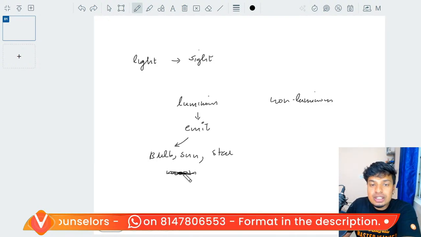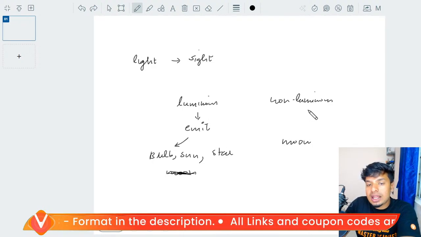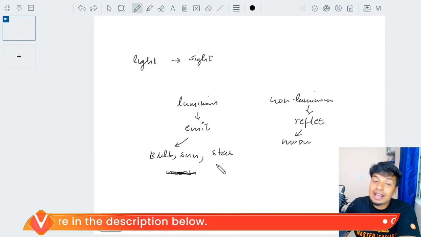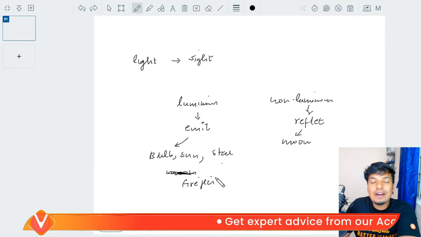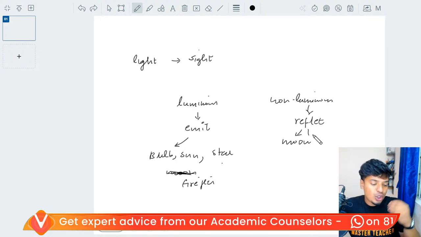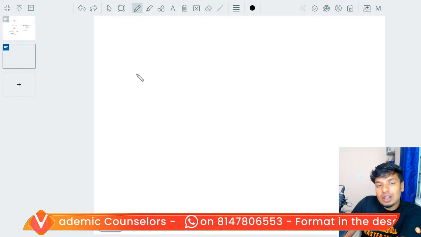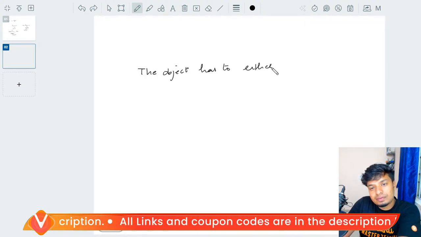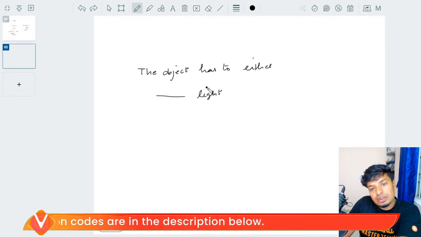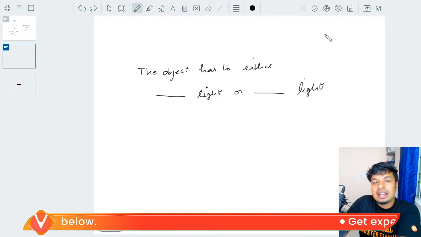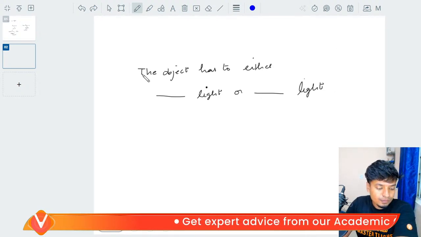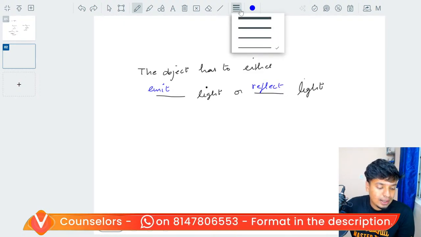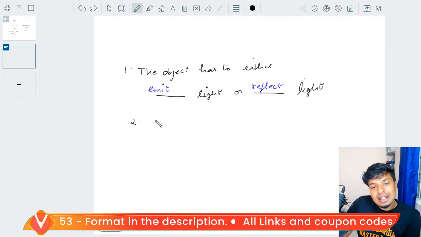Actually, the moon is not a luminous object. The moon comes under non-luminous objects. Why? Because non-luminous objects just reflect the light. They don't emit, they reflect light. Fireflies have bioluminescence. One thing you always have to remember: if you have to see anything, the object has to either emit light or reflect light. Only then you will be able to see the object. Now this is the first rule. The second rule is the light has to reach our eyes.